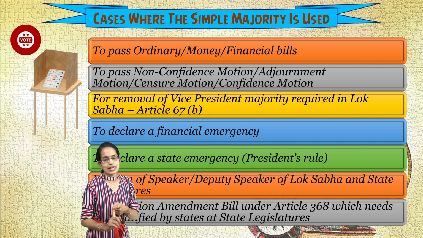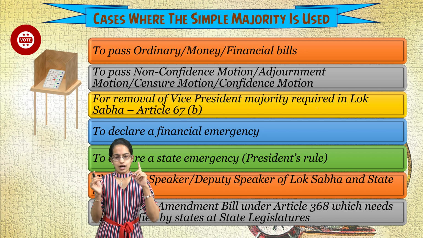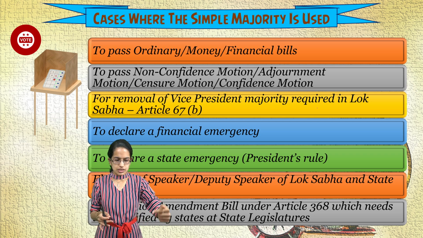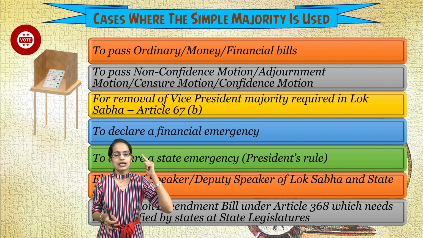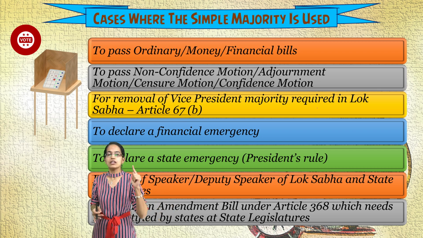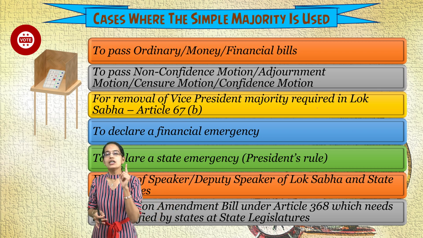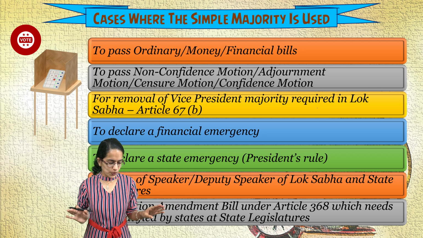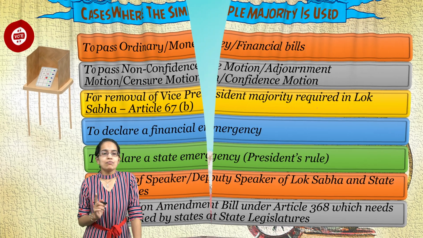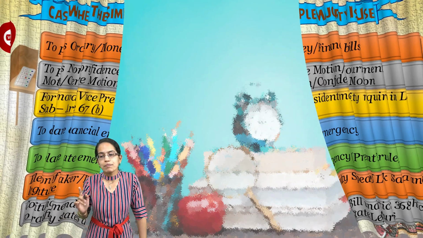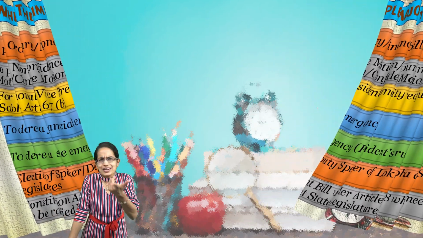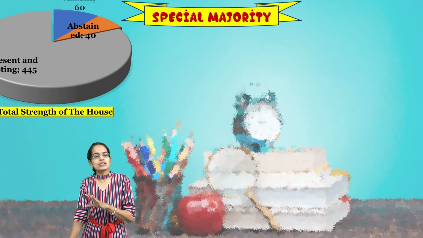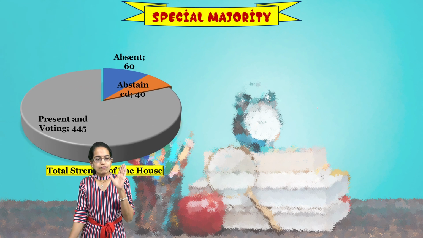Also, under Article 368, any constitutional amendment bill which needs to be ratified by the state at the legislature level would also be part of the simple majority. So these are some of the cases where simple majority is used. The last and the most interesting one is the special majority. Now, why do you think special majority is so special to understand? Special majority could be understood in various ways.